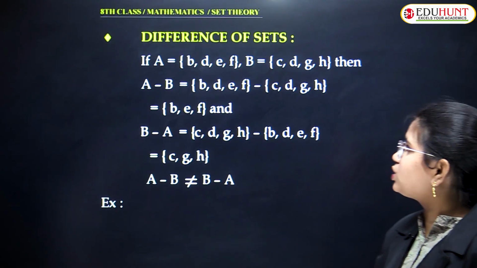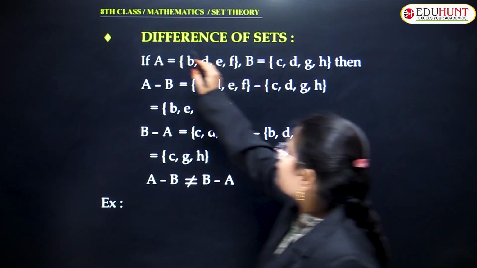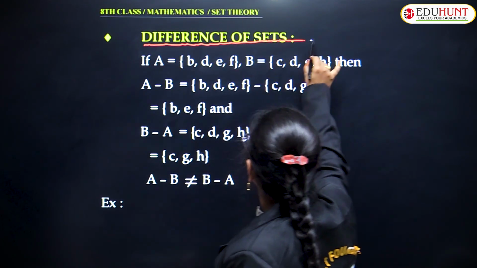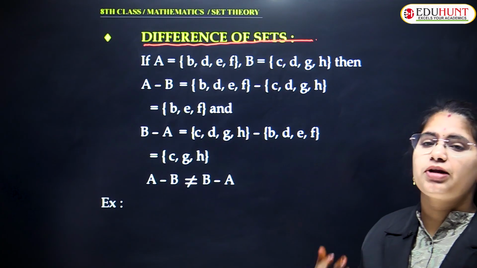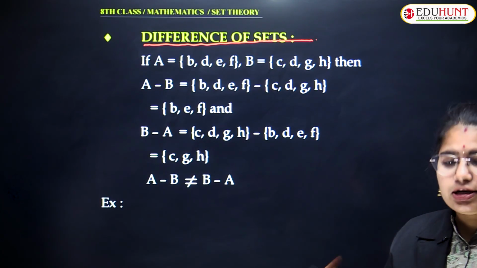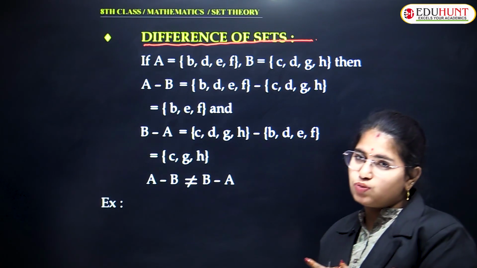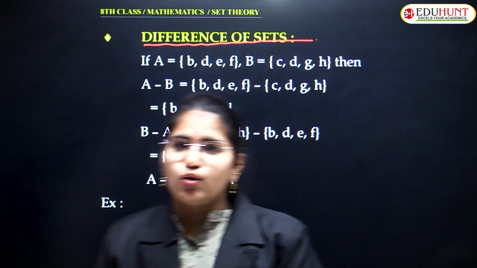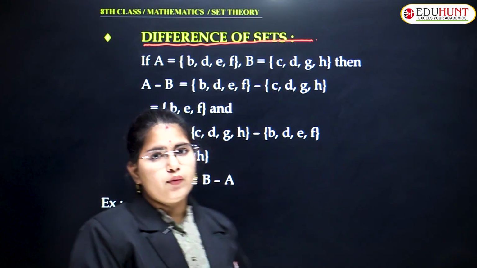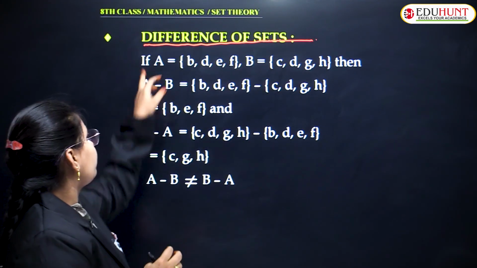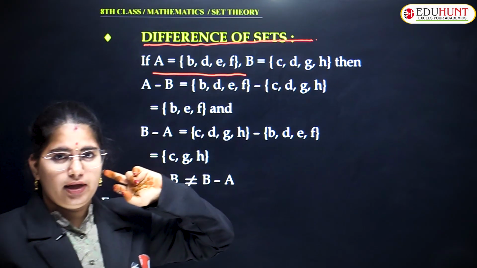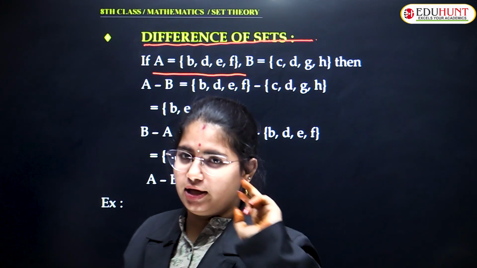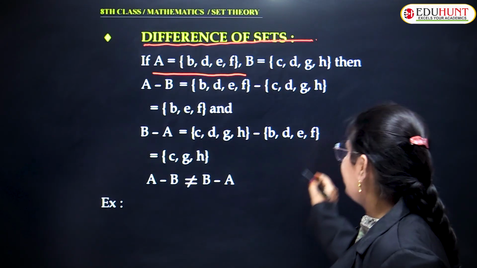Yeah. So the next one is the difference of sets. So this is nothing but a difference of sets. How are you going to perform a subtraction operation among the given sets? This was my third operation. So let's get back to the third one. So what is there here? If set A is equal to B, D, E, F, right? B, D, E, F. Let us take an example.